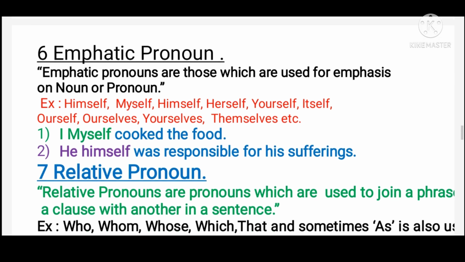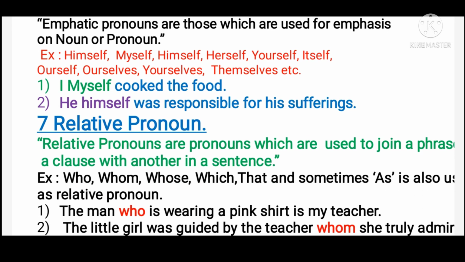Let us see how exactly it emphasizes. For example, I myself cooked the food. Here, myself emphasizes the pronoun I. He himself was responsible for his sufferings. Himself emphasizes the pronoun he. That is how it is called emphatic pronoun.